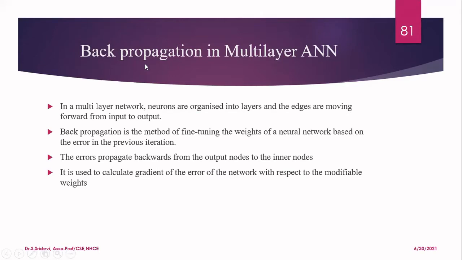In a multi-layer network, neurons are organized into layers and the edges move forward from the input to the output layer. In this, we are going to use a method called backpropagation. This method is nothing but a method to fine tune the weights of the neural network based upon the error in the previous iteration. So in every iteration, we compute the error, and based upon the error, we update the weights. Then we again go for forward propagation, and the calculation is done again.